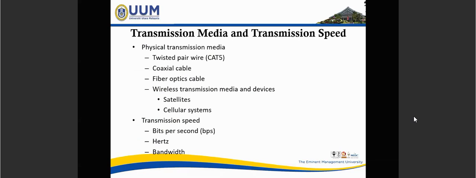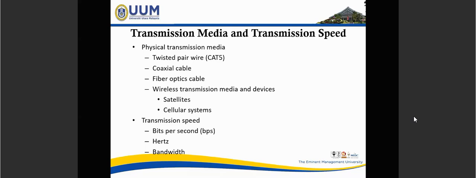Transmission media and transmission speed. How we transmit and to what speed, to what extent that speed. Physical transmission media means we have wires, we have wireless, we have different types. Now you have Unifi. We use fiber optic cable. So how we connect to the internet, we have wires, we have wireless.